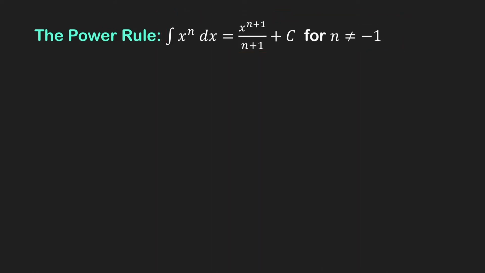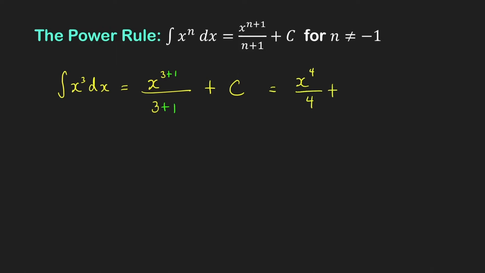Let's have some examples. For example, let's evaluate this integral of x cubed dx. So the value of n here is just equal to 3. So the integral of x cubed dx is just equal to, again, add 1 to the power and then divided by the new power. So you have here a 3 plus 1 and then plus the arbitrary constant c, which can be written as, of course, you have here x raised to 4 over 4 and then plus c. Or you may write this down as 1/4 x raised to 4 and then plus c.